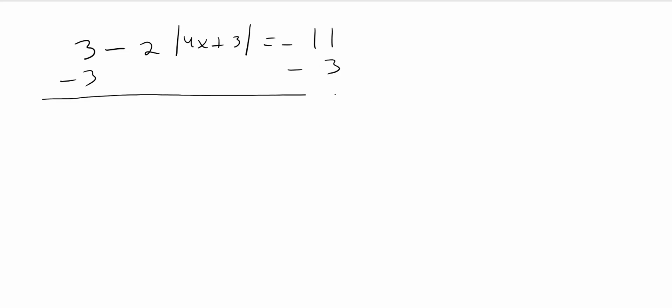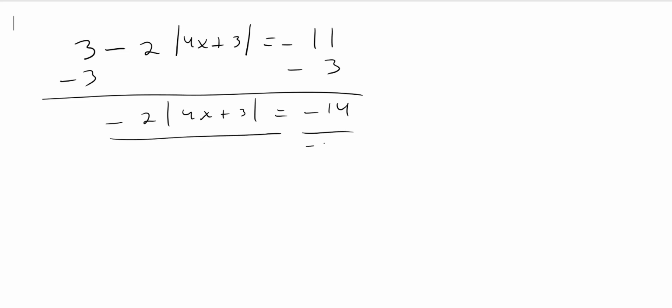Okay, and then you get negative 2 absolute value of 4x plus 3 equals negative 14. Okay, and then I'm going to divide by negative 2. And if you notice what's going to happen, it turns positive, which is good because now I actually have a solution. Okay, so now I want you to notice the absolute value is now isolated. There is nothing around it except, of course, the 7.